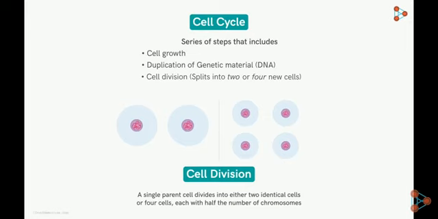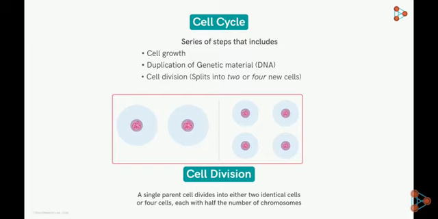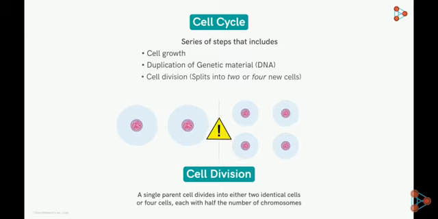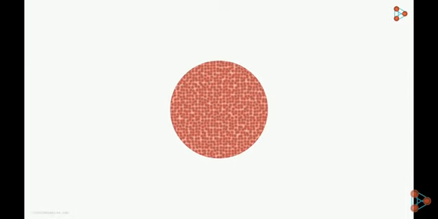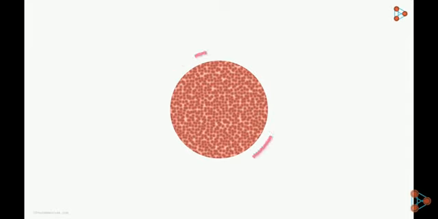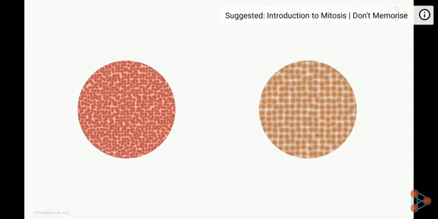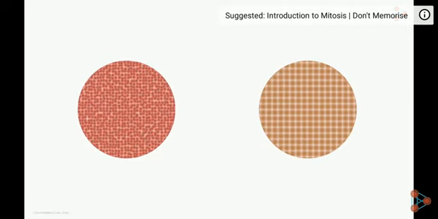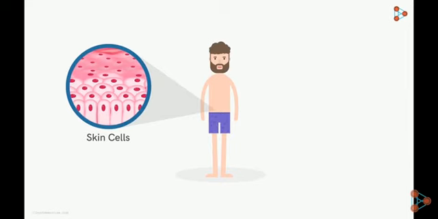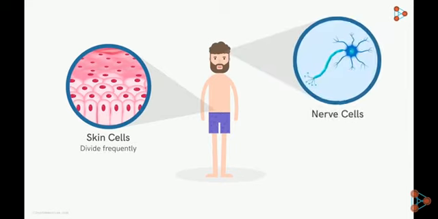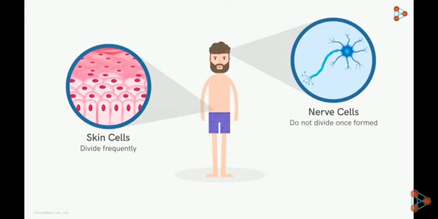Now tell me one thing. Do all the cells divide in the same way? Just think about it. The answer is a definite no, right? Every cell in our body has a different tendency to grow and divide. To be precise, some cells divide throughout their lifetime, while others do not divide once formed. For example, our skin cells have a high turnover rate due to constant wear and tear and divide very frequently. On the other hand, our nerve cells do not divide once formed.